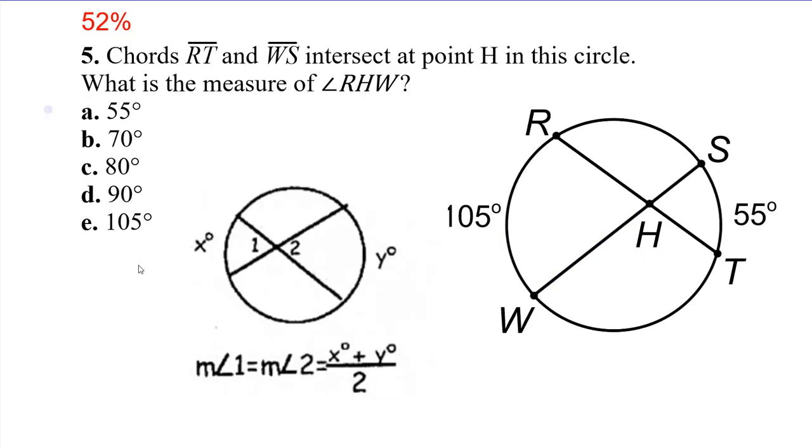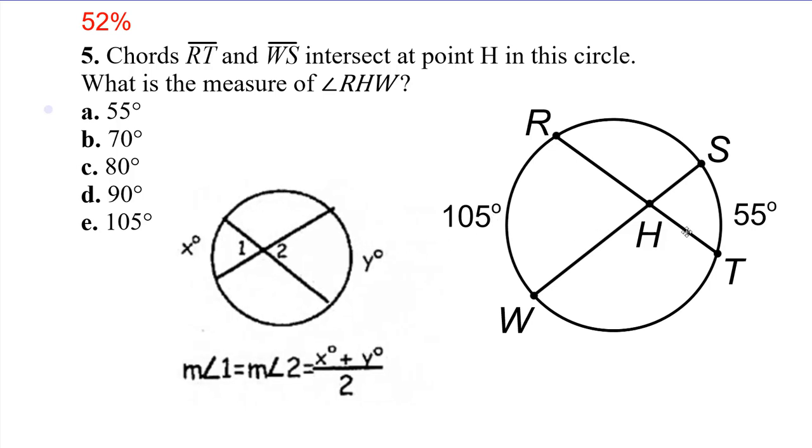All right, 52% missed number 5. So the chords intersect here. When we have two intersecting chords that are not diameters, then the angle is not going to be congruent to the opposite arcs. It's going to be the average of those two. So what we want to do is add these two together and then divide it by 2. So 105 plus 55 is going to be 160. So this was from your formula sheet, by the way. So half of 160 is going to be 80 degrees. So the average of those two arcs is 80 degrees. So our answer is going to be C as in Charlie.